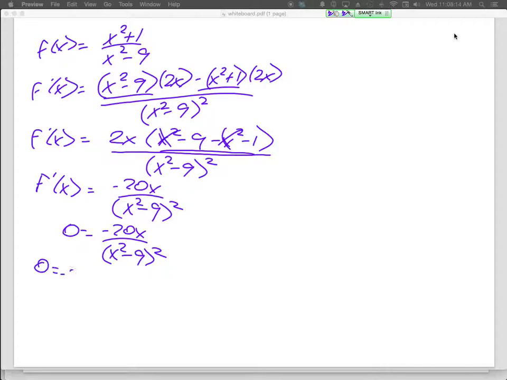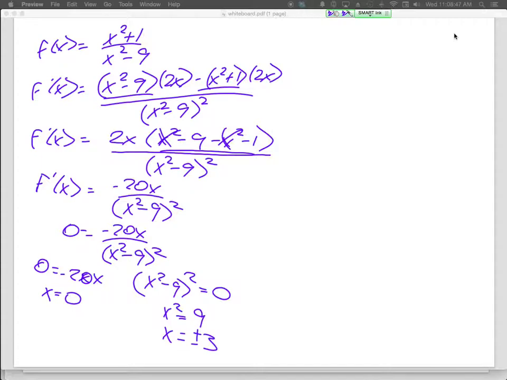So 0 equals negative 20x, which gives me x equals 0, and then the other one, x squared minus 9 squared equals 0. I need to solve that, so I get rid of the square. I add the 9 over, and I get x equals plus or minus 3. They are multiplicities, so what's going to happen? I'm going to have the same signs on both sides of 3 and both sides of negative 3.